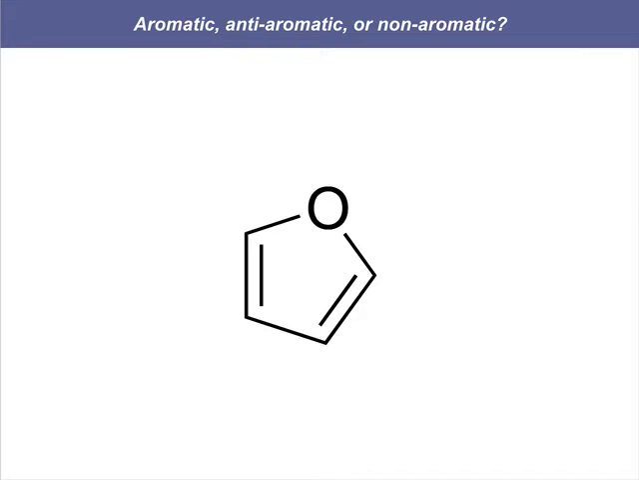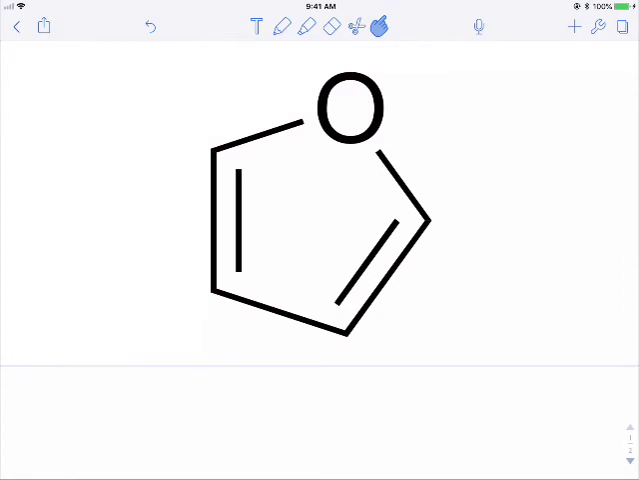This molecule is called furan, and let's analyze furan from the perspective of its orbitals and figure out whether it's going to be aromatic, anti-aromatic, or non-aromatic. So in furan, or I guess for any structure, the first thing that we're going to want to do is identify where the p orbitals are.